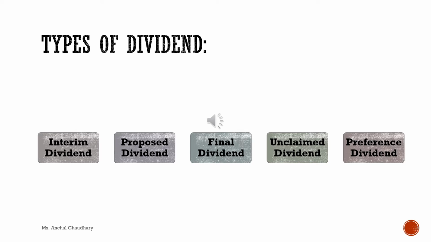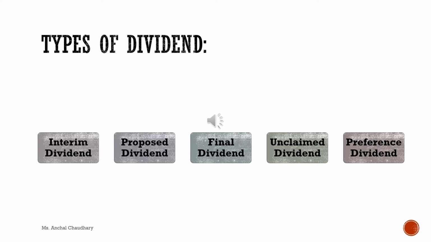So the dividend which has been proposed by the directors in the general meeting, that is known as proposed dividend. The proposed dividend is recommended by the directors and when the same is approved by the shareholders, then it will become your approved dividend. Now, proposed dividend must be paid within 30 days from the date of declaration. Please note down that it should be paid within 30 days from the date of declaration.